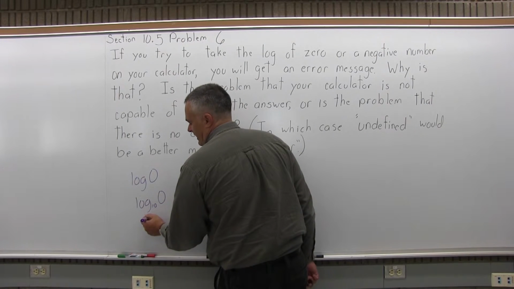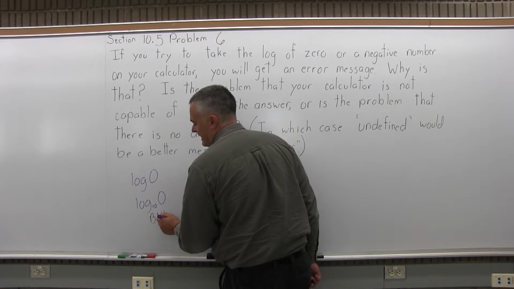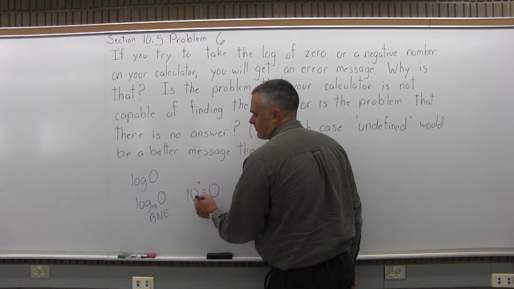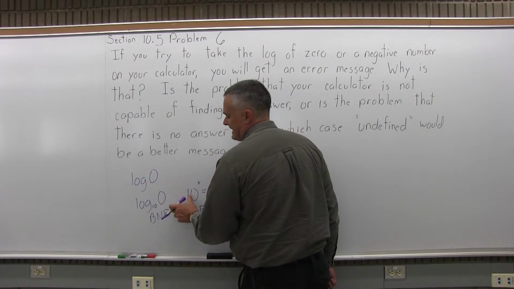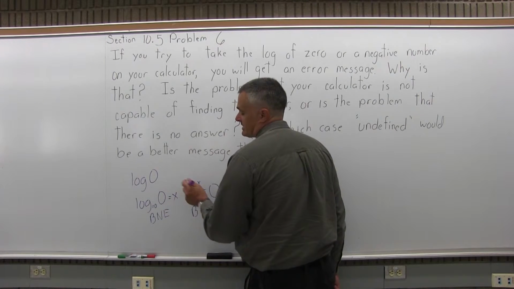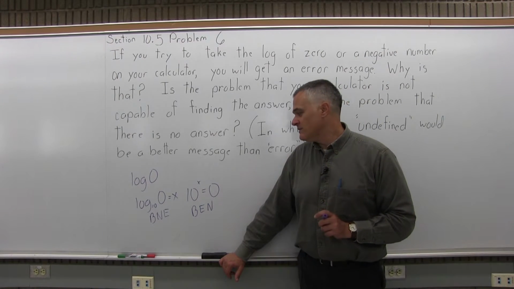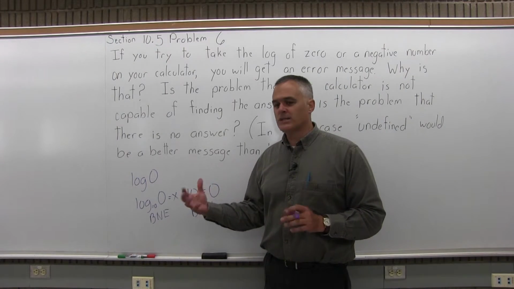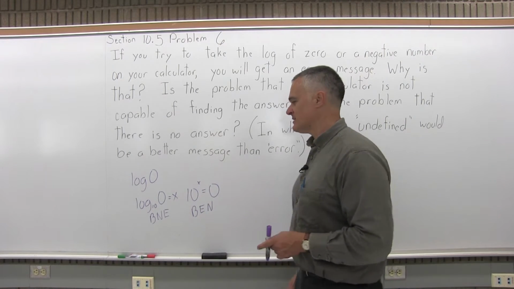So again, the way I remember it, the log version is Benny, B-N-E for base, number, exponent, and the exponential form is Ben, base, exponent, number. So the base is 10, the number is 0, and the exponent is not known, it's x. So is there some exponent that you can raise 10 to get an answer of 0? Well, 10 to any whole number positive power is going to give you big numbers. 10 to the first is 10, 10 to the second is 100, 10 to the third is 1,000.